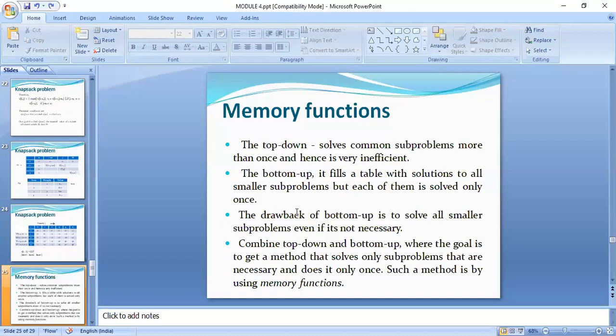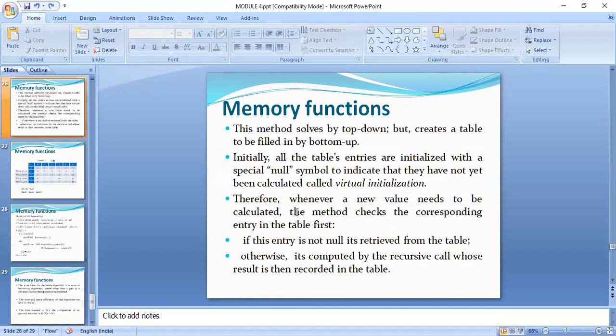So combine the top down and bottom up to get a method that will be solving only the subproblems that are necessary, and it is done only once. Such a method is called the memory functions. This method will be solving by the top down approach, but you create a table which has to be filled in by the bottom up.